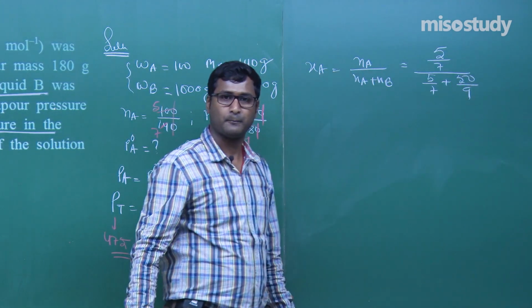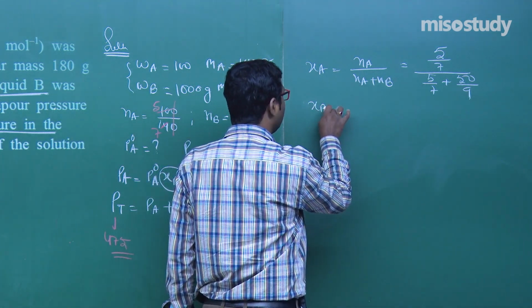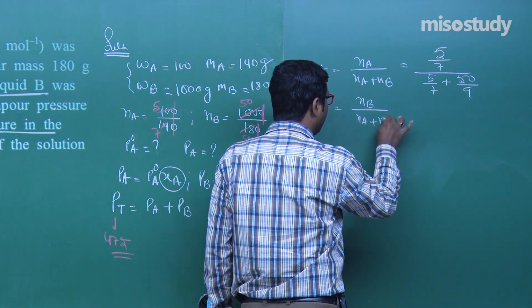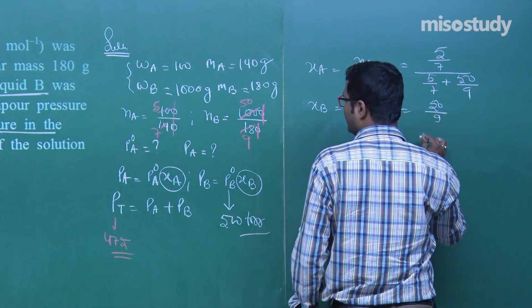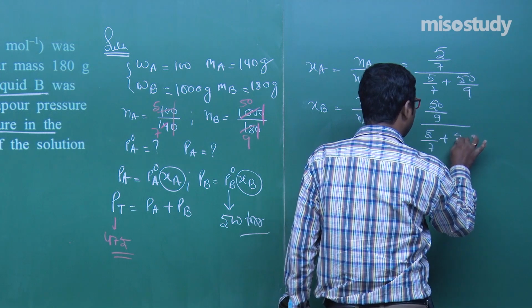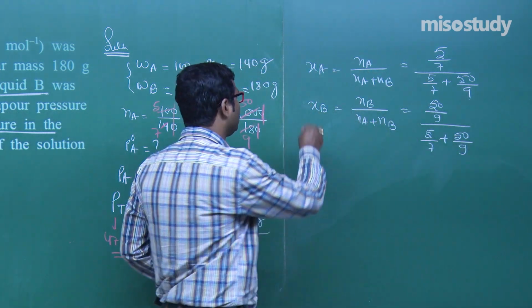This is NA? Yes sir. What is XB? That is equal to NB upon NA plus NB. That is 50 upon 9 upon 5 upon 7 plus 50 upon 9. Clear? Now put this value.